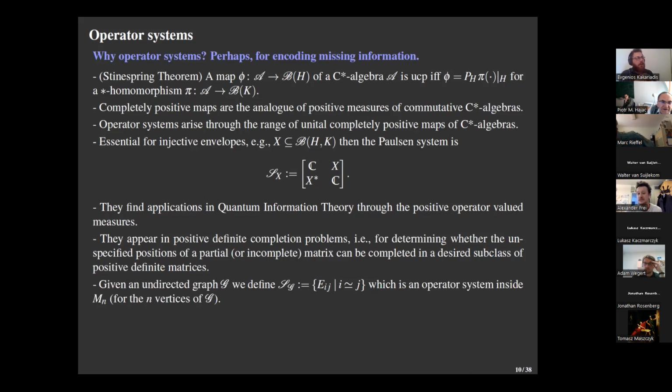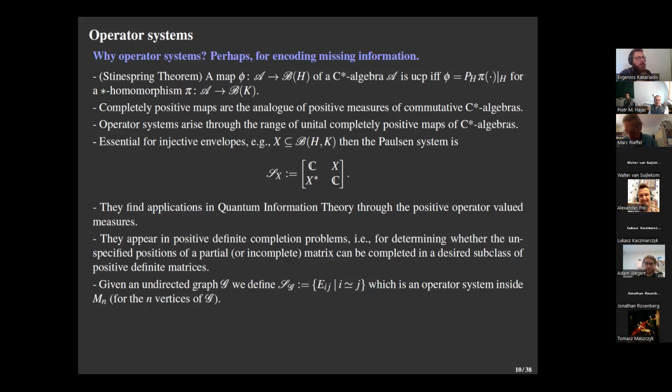Evgenios, could one say that these completely positive maps are analogs of positive measures up to Morita equivalence? Yes, because for Morita equivalence, you pass to the matricial levels. Exactly. Okay, so that's very conceptual.